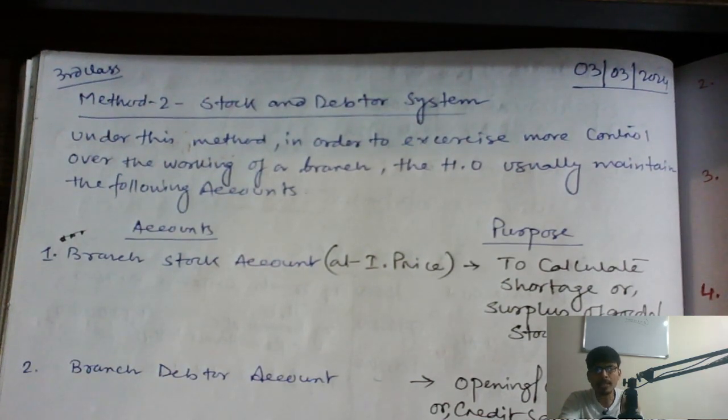Okay, let's see. When we are going to prepare the HO books under the stock and debtors system, the first thing you need to remember is that HO can send the goods at IP, meaning invoice price, which is cost plus some loading, that is a profit, or only at cost price. Both are possible. Either method can be followed by the HO to send goods to the branch, either IP invoice price or CP cost price. We will discuss each separately, but first we presume invoice price transactions. Let's discuss the invoice price first.